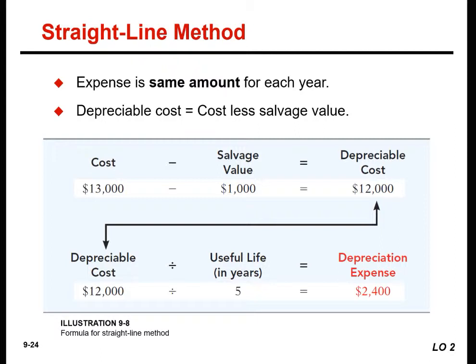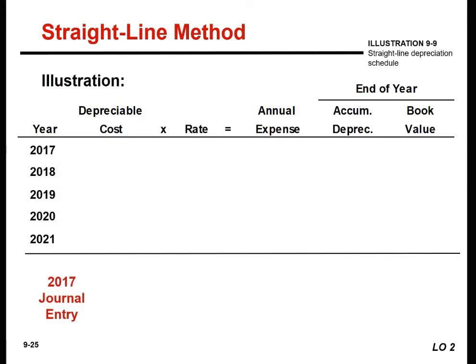If an asset is purchased in the middle of a year, rather than, say, on January 1st, we would prorate the annual depreciation to the amount of the year that it was used. So let's look at an illustration of straight line. This is a depreciation schedule and what it would look like.